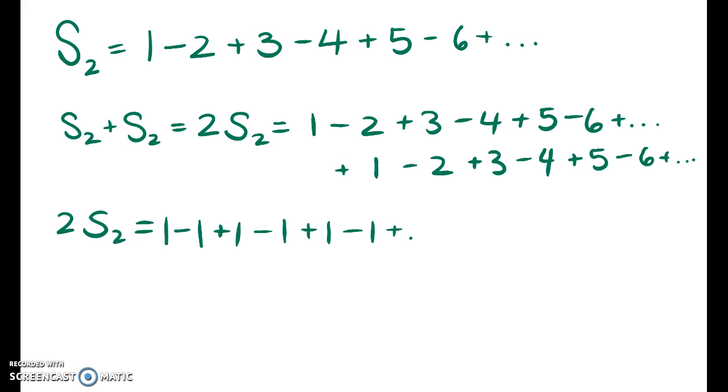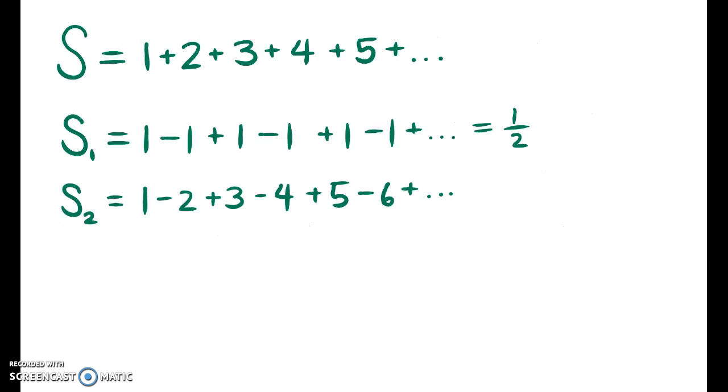And we find that this looks exactly like 1 minus 1 plus 1 minus 1 plus 1 minus 1 plus, and so on. This looks like the sum S1, which we know already to be equal to 1/2. So we find that S2, dividing by 2 on both sides, is simply equal to 1/4. Now we've discovered that S2 is equal to 1 over 4.